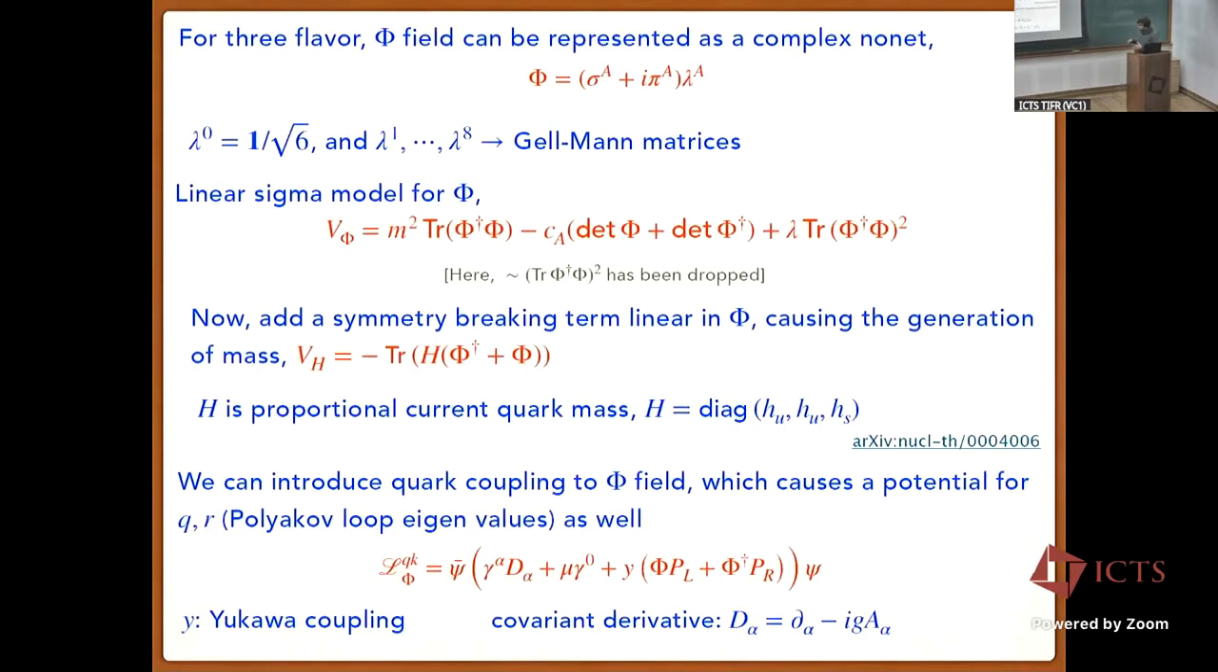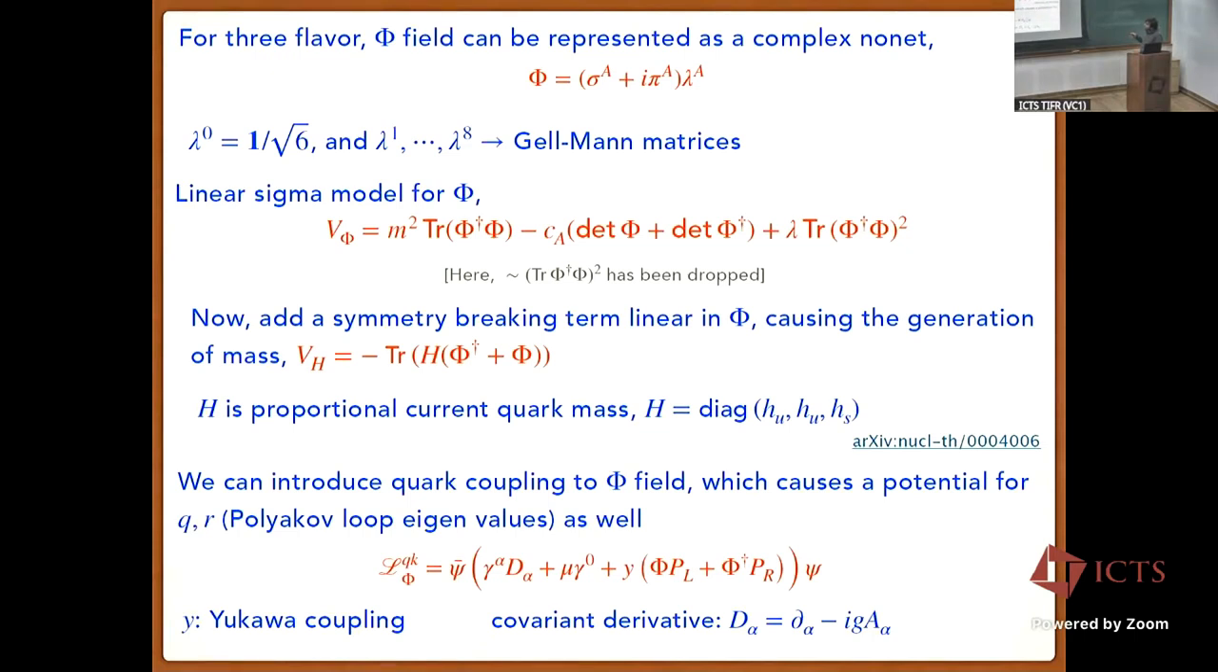So motivated from the sigma model, we treat the phi as some complex non-Abelian field, which is expressed by these Gell-Mann matrices here. And so the linear sigma type model for the phi field will be given by these terms here. Then m square is the mass term for the phi field.